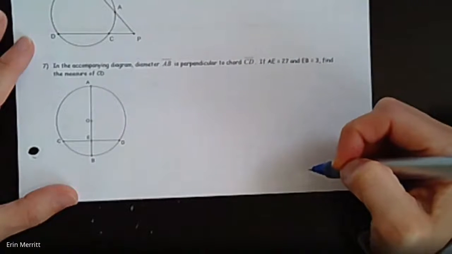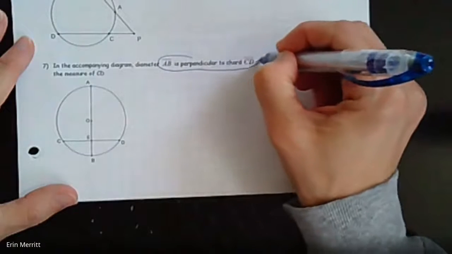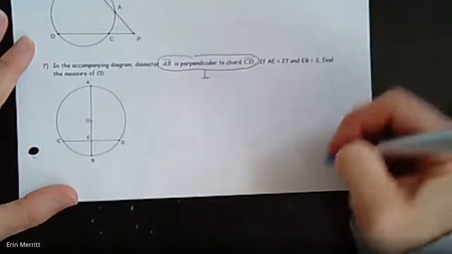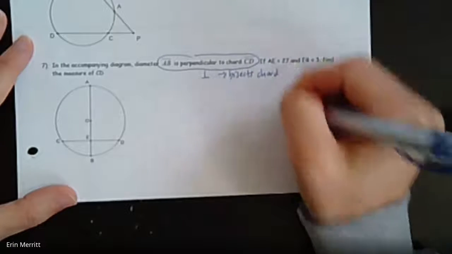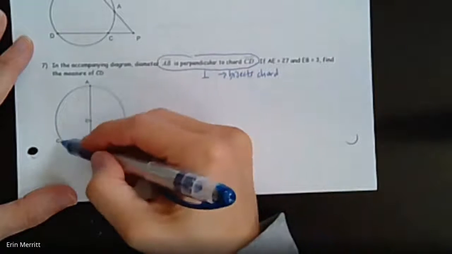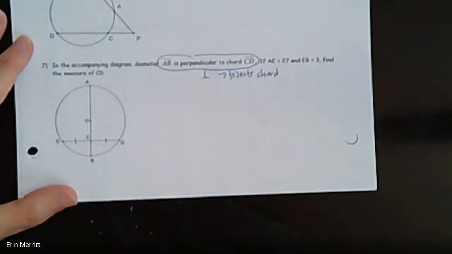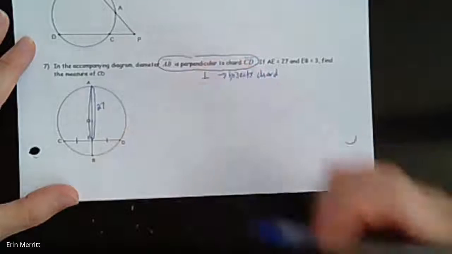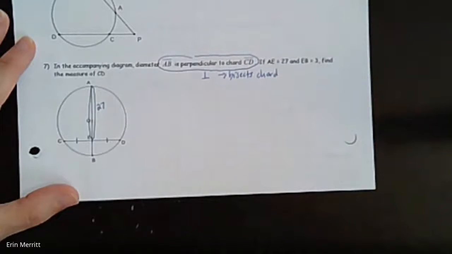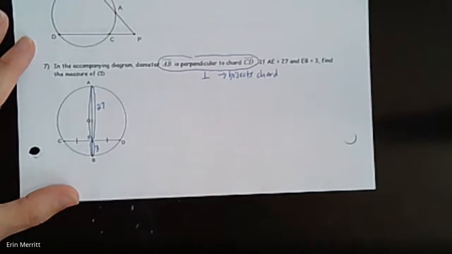The last one, if we look at it, it says we have a diameter that is perpendicular to the chord. That is key. Perpendicular to the chord means that it bisects the chord. So right here, here's the diameter. It's cutting the chord into 2 equal parts. So we can mark those 2 equal parts. Now let's label everything else. AE is 27. So this piece is 27. EB is 3. And then find the measure of CD.